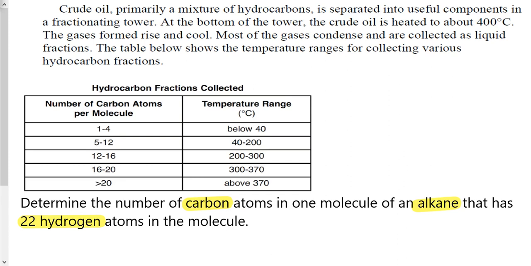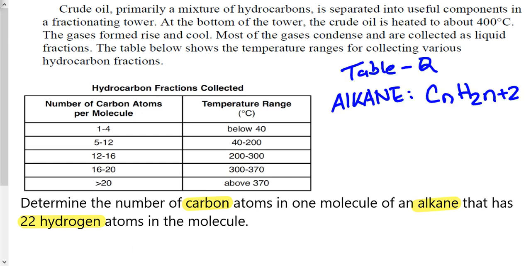For this question, it's slightly tricky, where they're asking you to identify the number of carbon in an atom. They're telling you it's an alkane with 22 hydrogen. So you need to use the information about hydrogen to figure out the number of carbons. This is where we have to look at reference table Q and use the general formula. Based on our reference table, the general formula of alkane is CnH2n+2. That means 2n+2 adds up to 22. So we have to solve for n.